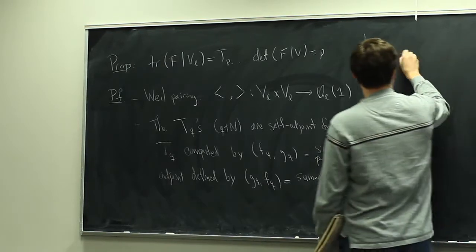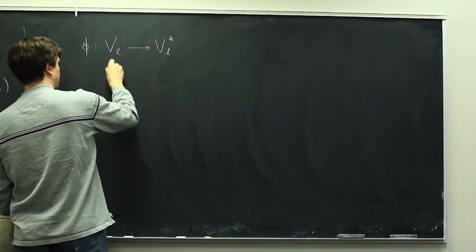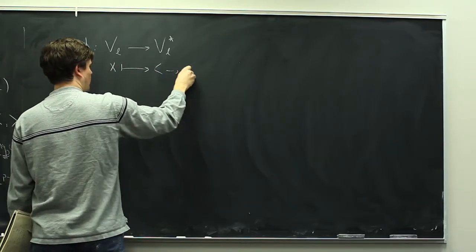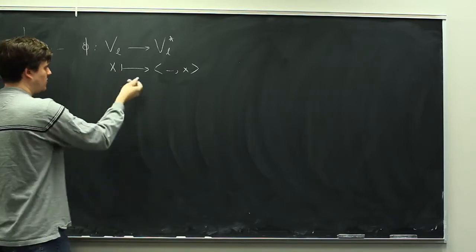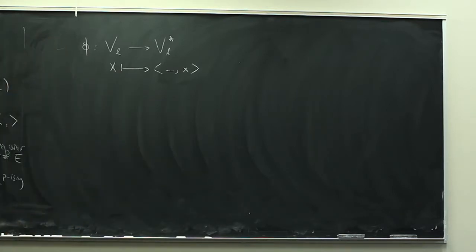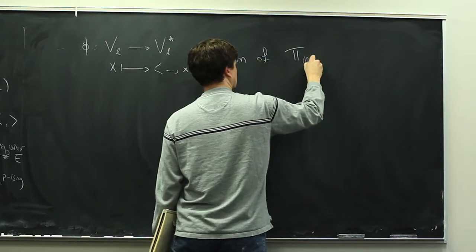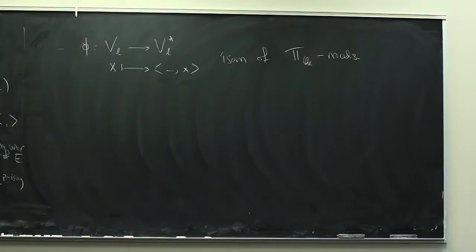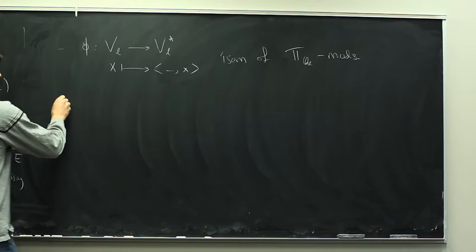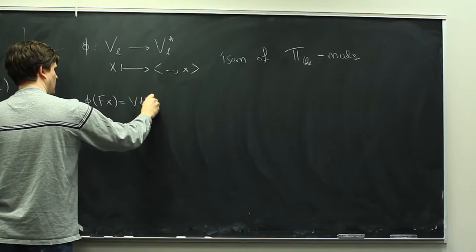Okay, so that means that if I define phi to be the map from V_L to its dual that takes x to the linear form given by pairing against x, since this form is non-degenerate, this is an isomorphism of Q_L vector spaces. And the fact that these T's are self-adjoint says that it's an isomorphism of T-modules. And this thing also has the property that phi of F of x is V of phi of x.